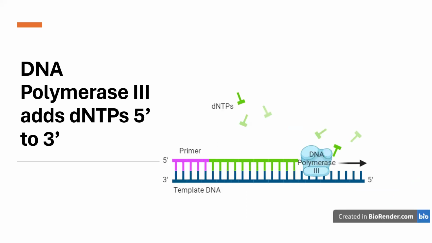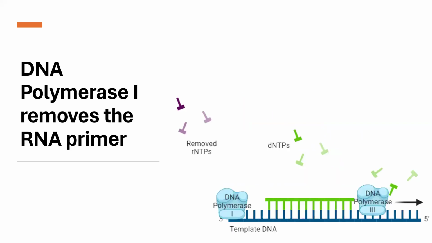However, we've still got these primers on here, and those primers are made of RNA. We can't have RNA in our DNA strand, and so we have to have a way to get that out. The way that we do that is with DNA polymerase 1. DNA polymerase 1 has exonuclease activity, and what that means is it's able to cut out those RNTPs, those RNA bases. And that's what we see leaving here.